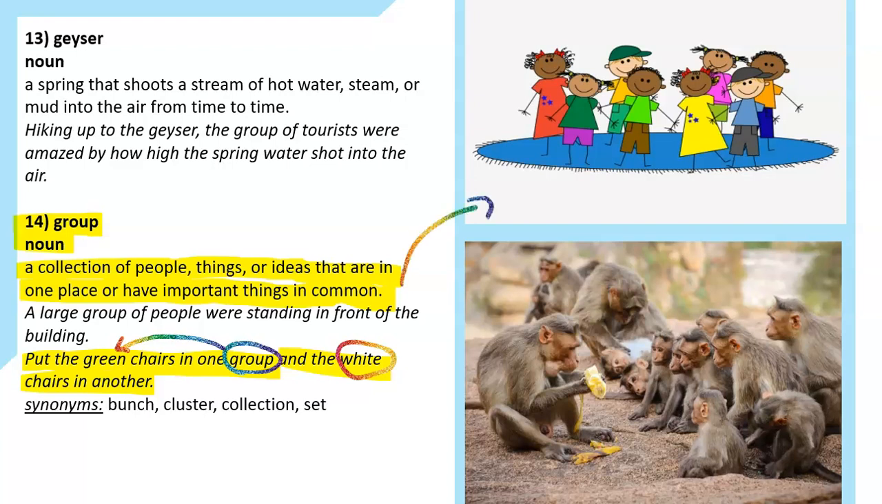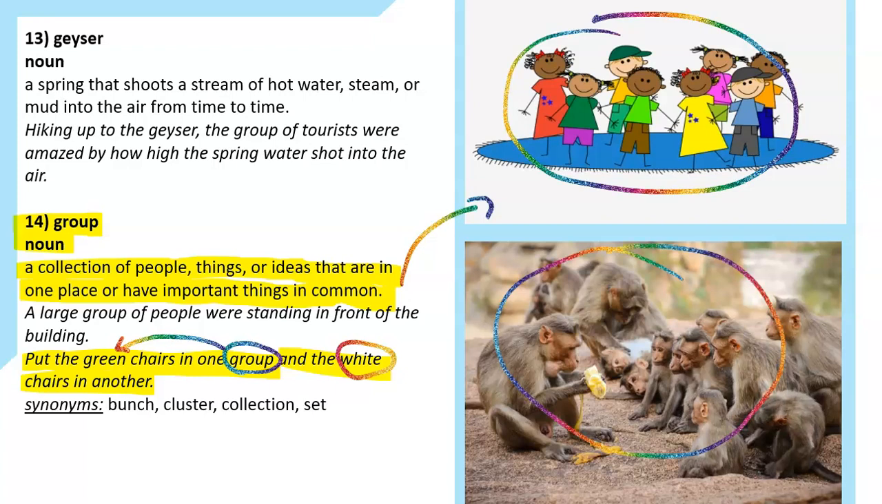Here we have a group of children. They are all children, so they are together as a group. Here are a group of monkeys. All of the things here are monkeys, so it is a group of monkeys. When you're making your sentence, you can either talk about a group of something, a group of people doing something, a group of children doing something, or you can talk about group this way, like I put the green chairs in one group and the white chairs in another.